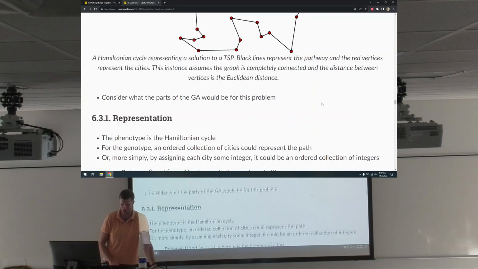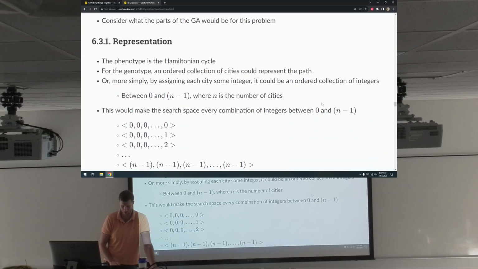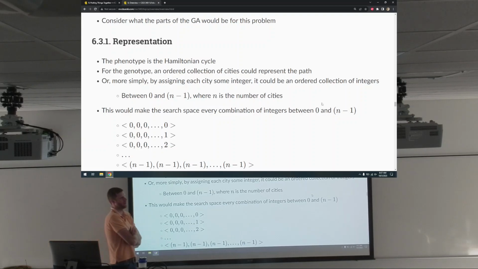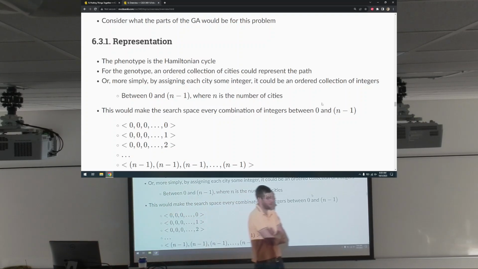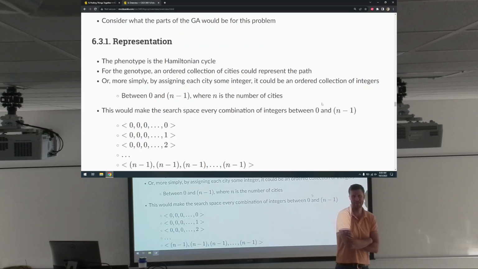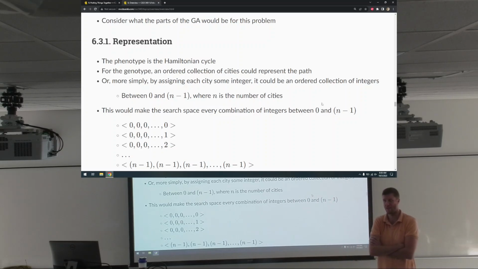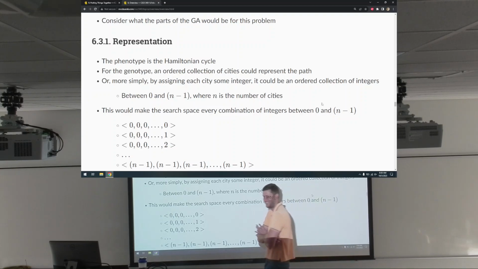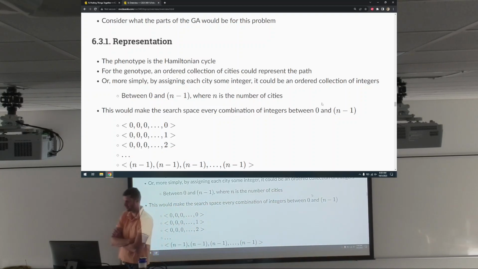Okay. Consider what parts of the GA we would need for this problem. Well, the phenotype is the Hamiltonian cycle. That's what we want. The genotype is an ordered collection of cities that represents some path. More simply, the simplest way, in my opinion, is you assign each city some integer. I believe the instances you get already have some integer assignment. Does it start at 0 or 1? Whatever, it doesn't matter. Between 0 and n minus 1, where n is the number of cities.